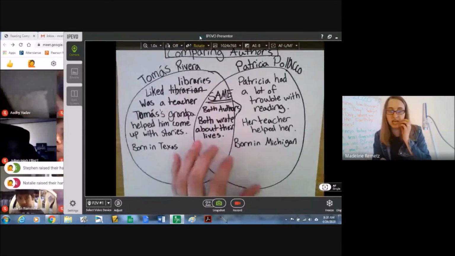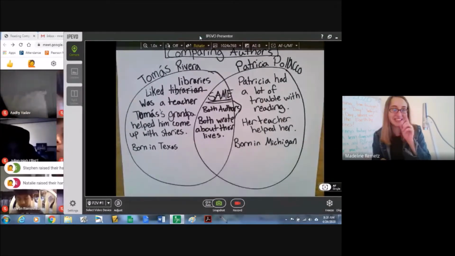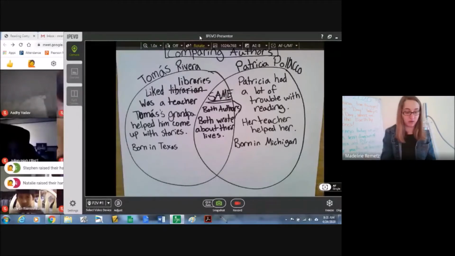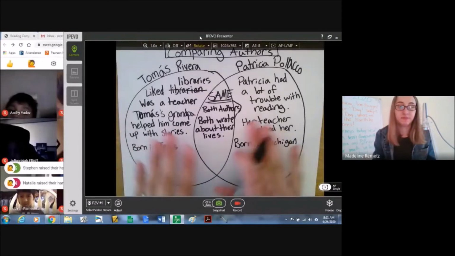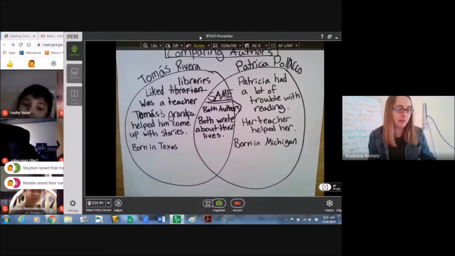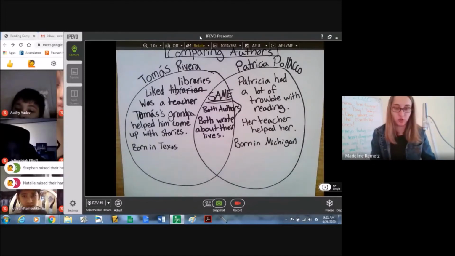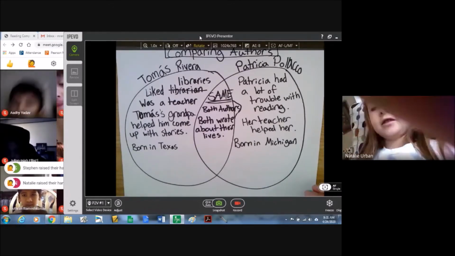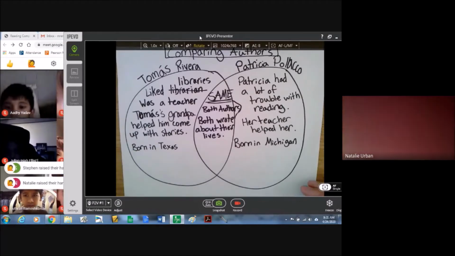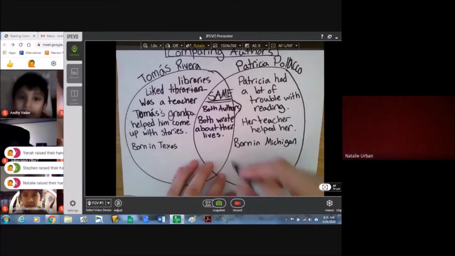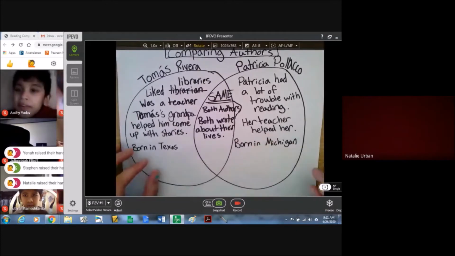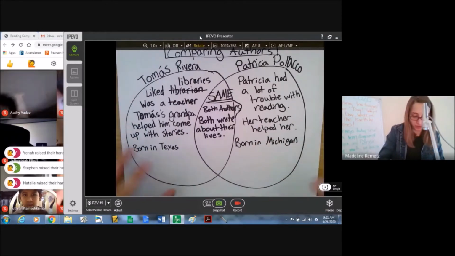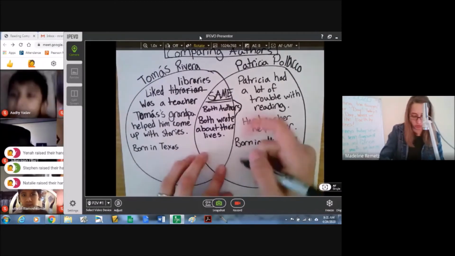Or here, I'll jump to Natalie. We haven't heard from Natalie today. Thanks, Gabriella. Natalie, do you remember at all what these two wrote about? It told us a little bit about Tomas and a little bit about Patricia. Patricia liked to draw and Tomas liked to read. Right. So even though they were both authors, only Patricia drew for herself.